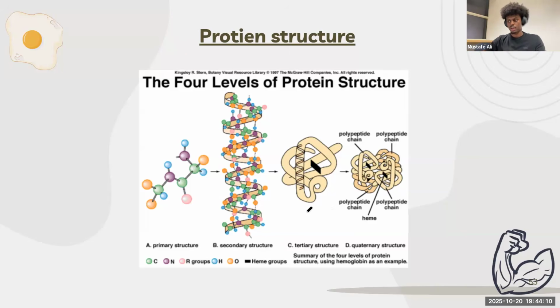Now, for the tertiary structure, which is the next step, there are bonds that now form between the R groups. So there are bonds like ionic bonds, hydrogen bonds, hydrophobic interactions, and disulfide bonds that form in between the R groups of these amino acids.